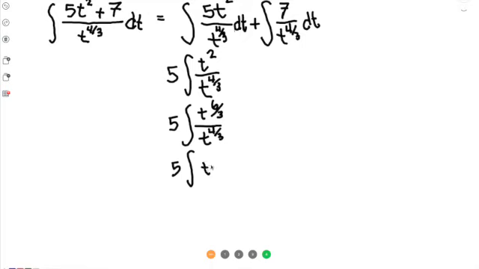I'm sorry, medyo nawawala yung aking dt. Kailangan palang laging mayroong dt dito. So huwag nyo wawalain yung dt habang hindi nyo pa na-evaluate yung integral.